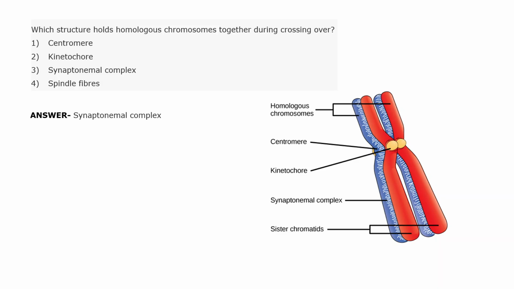And afterwards, it can move on to the meiosis 2 stage once this crossing over has happened. So that's the answer. The synaptonemal complex is the structure that holds the homologous chromosomes together during crossing over. The centromere is present here, and the kinetochore is attached to the centromere, and that is what helps the spindle fiber to separate the two homologous chromosomes from each other.